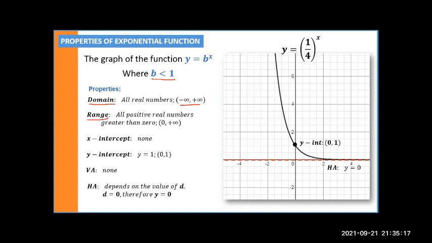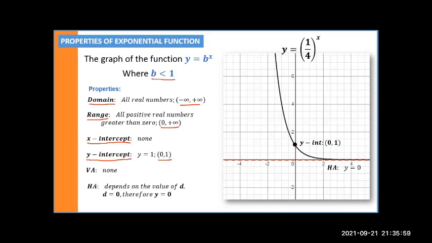Again, pagdating sa range, meron all positive real numbers greater than 0 lang ang pwede. So, that is from 0 up to positive infinity. Kasi meron tayong horizontal asymptote sa 0. Y is equals to 0. Then again, x-intercept is none kasi hindi nga siya didikit sa x-axis. Kaya hindi siya mag-intersect sa x-axis. Walang x-intercept. Next, y-intercept, again, sabi nga, it's a general one. So that is y is equals to 1. The coordinate is 0, 1.